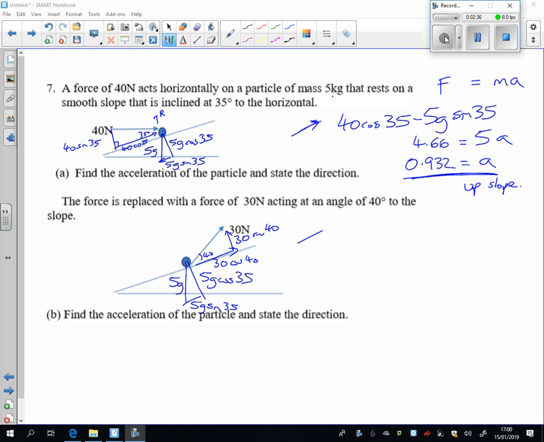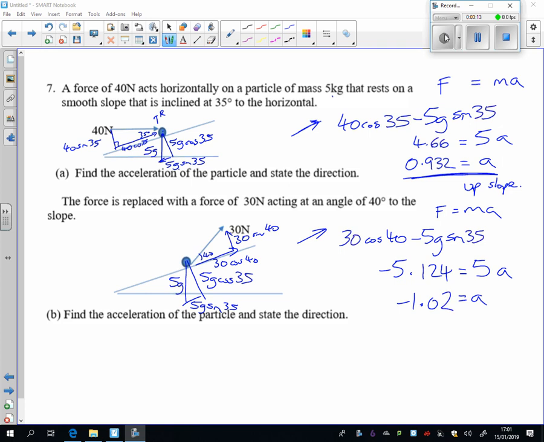Once again, we'll look in the direction I'm going to go, up the slope. So up the slope is 30 cos 40. Down the slope is the 5g sine 35. I've been tapping that into my calculator, and I get minus 5.1239. So force equals the mass times acceleration. The mass of this is still 5, so my acceleration is going to be the 5.12 divided by 5, which is minus 1.02, or minus 1.025. So this is an acceleration down the slope this time of 1.02.